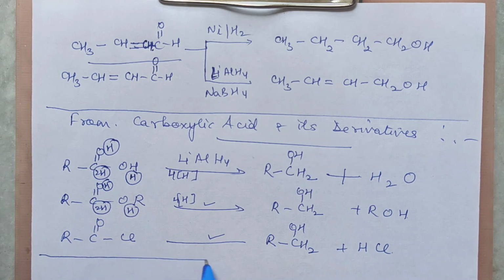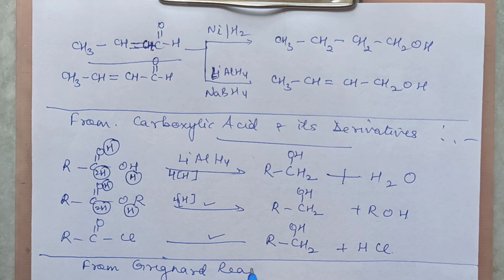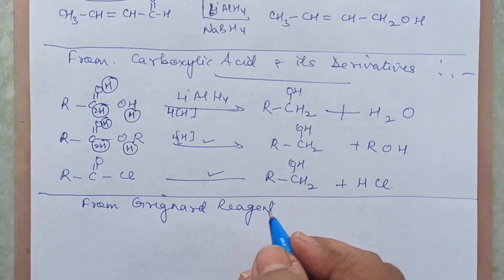Next, we are taking the preparation of alcohols from Grignard reagent. Now this is a very important reaction because it is used to increase the number of carbon atoms. To increase the number of carbon atoms, we prepare from carbonyl compounds using Grignard reagent.